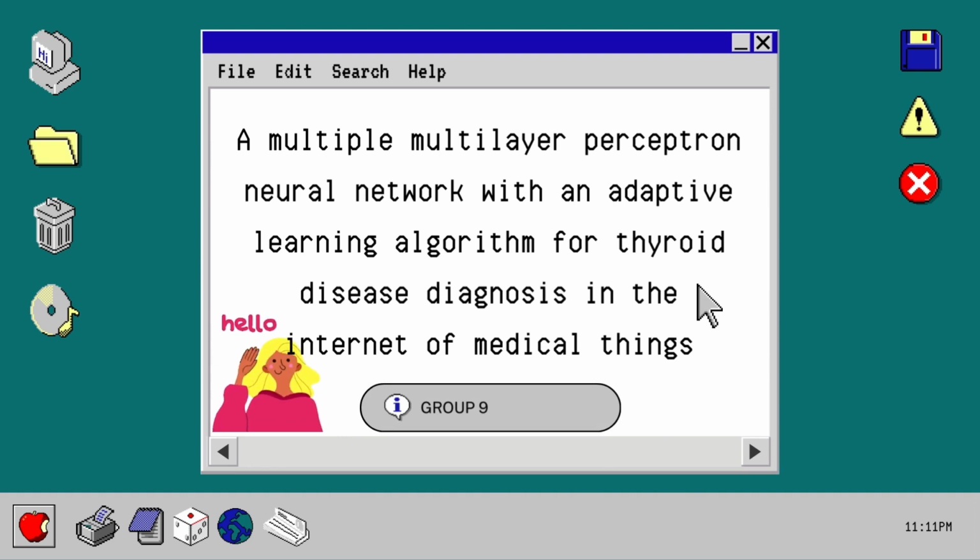We are Group 9 and we will be presenting a multilayer perceptron neural network with an adaptive learning algorithm for thyroid disease diagnosis in the Internet of Medical Things.